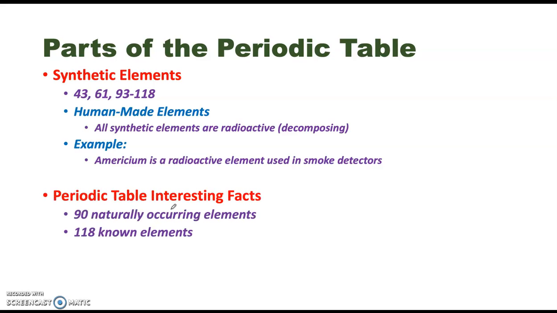Okay, some other fun facts. There are 90 naturally occurring elements, and we know of 118 at this point. Again, the most recent ones were all synthetic. They've been made. We aren't finding any new natural elements. I wouldn't necessarily rule out the possibility. Anything's possible, but it's more likely that future elements will also be synthetic, not natural.